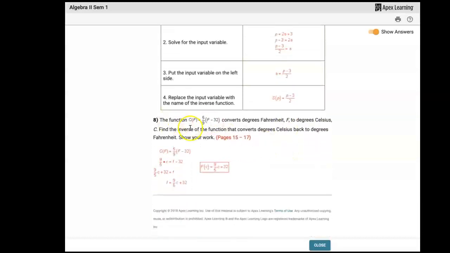All right, and then finally this one here, you can go back and look at it, but this is going from Celsius to Fahrenheit, and we're flipping. We originally are starting with Fahrenheit, right? Fahrenheit's our input variable, and we're going to Celsius. And then we're trying to calculate now, if we have Celsius, what is our degrees in Fahrenheit? Again, this one was directly stated in the Apex, so go back and look at that.